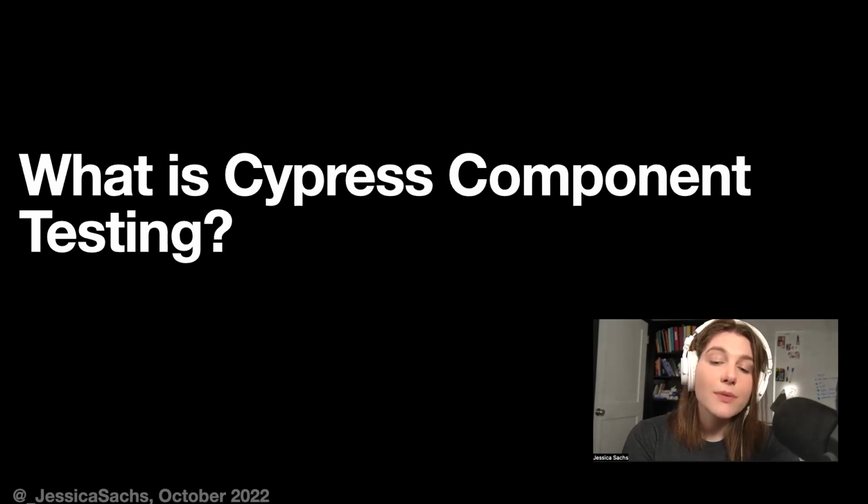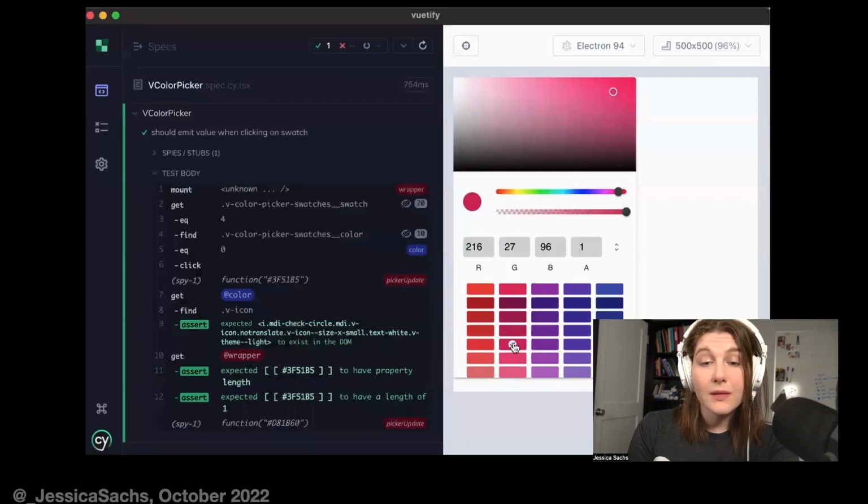Practicing a testable component-driven development workflow enables you to break down your work into more manageable chunks, ultimately resulting in components that are developed more mindfully. This is what Cypress Component Testing looks like in Vuetify, which is the Vue equivalent of Material UI. In this test, Cypress is testing out Vuetify's canvas-based VColorPicker component.